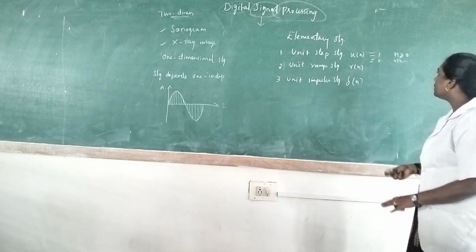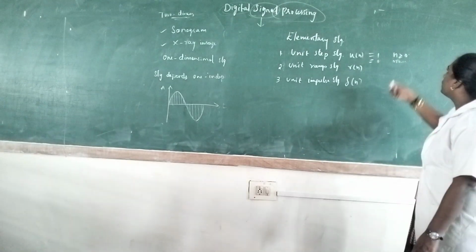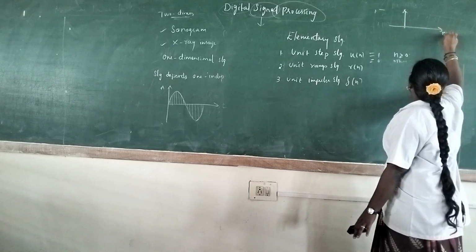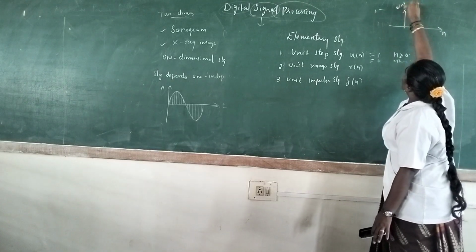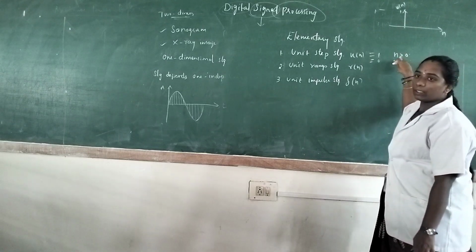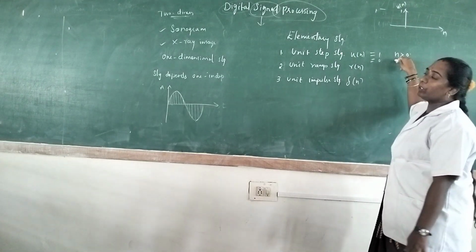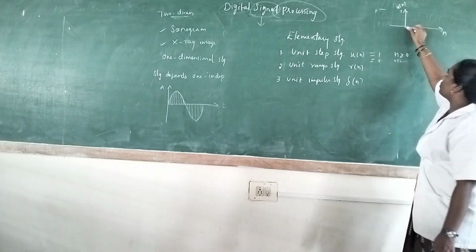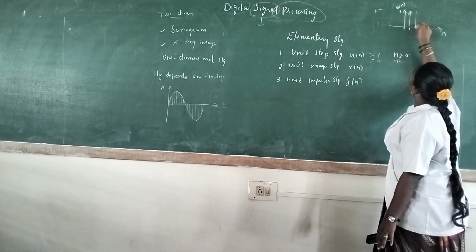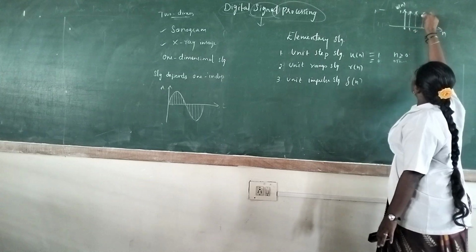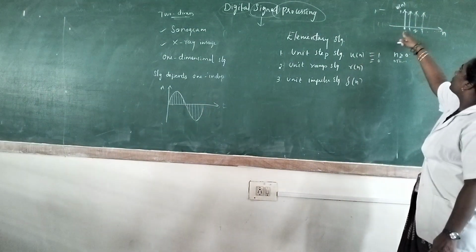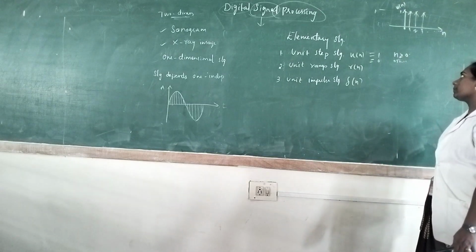I will represent this unit step signal in the graph. So this will be n, and this one will be the unit step signal. Consider this value as 1. Here they have mentioned n greater than or equal to 0, so you want to start from 0: sample 0, sample 1, sample 2, 3, until it goes on to n. This is the representation of the unit step signal.